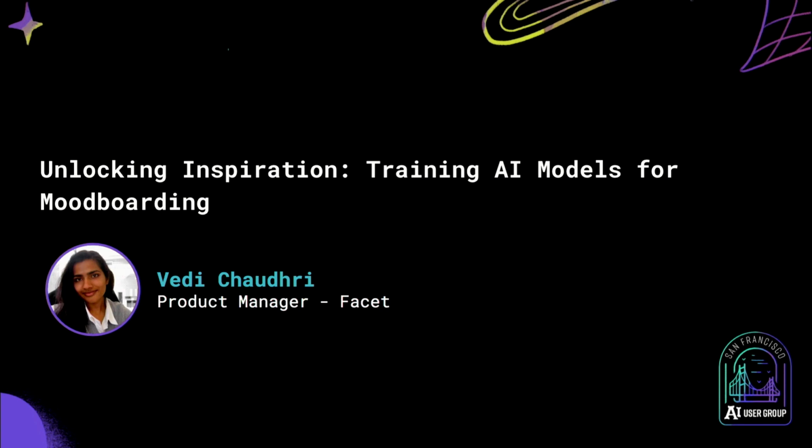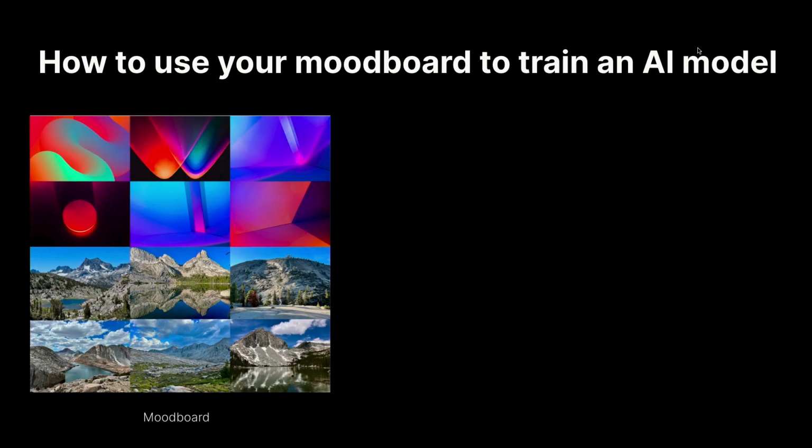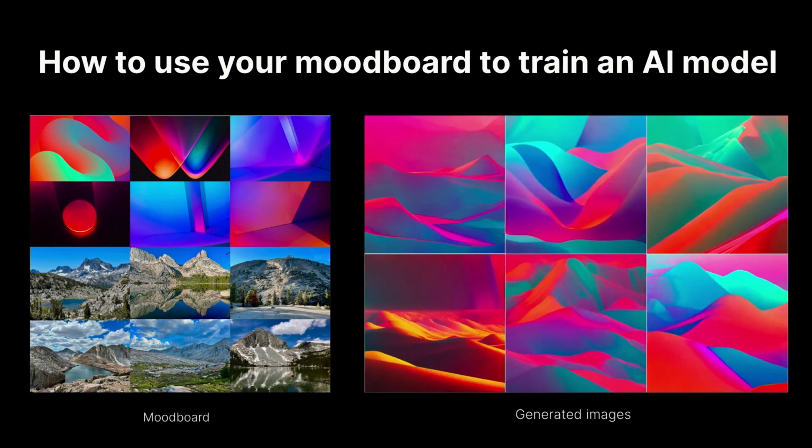Hi, everyone. Today, I will be going over how to unlock inspiration by training AI models for mood boarding. For example, how do you use an image like this, or these sets of images like this that might form the basis of your mood board, and train an AI model so that you can generate images like this, where, as you can see, it's kind of a mix of what you had created in the first place.